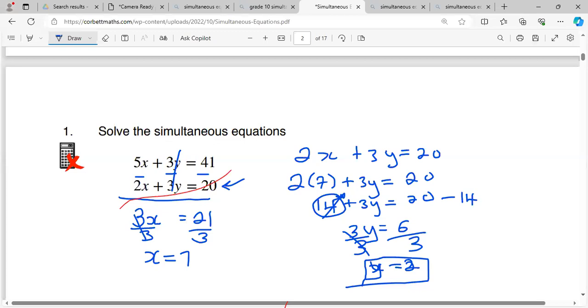Sir, the last part that you just did, I used the 5x and the 3y equal 41. And what did you get? 2? Yes, 2 I got. Yeah, man. Because it doesn't matter which one of them you use, it's going to be the same.